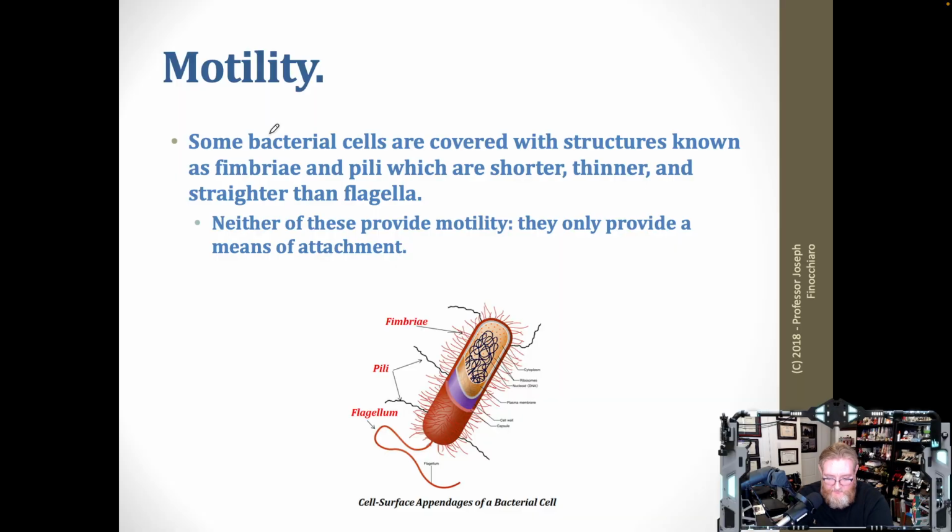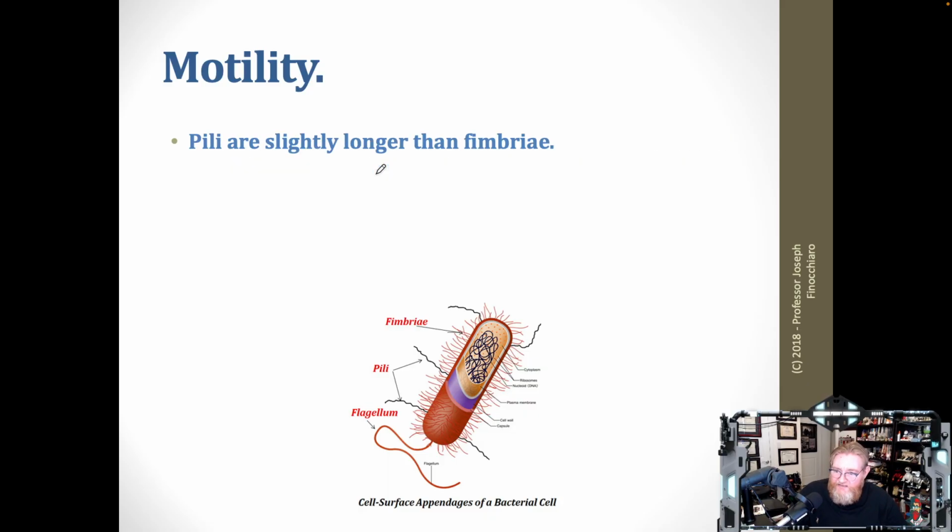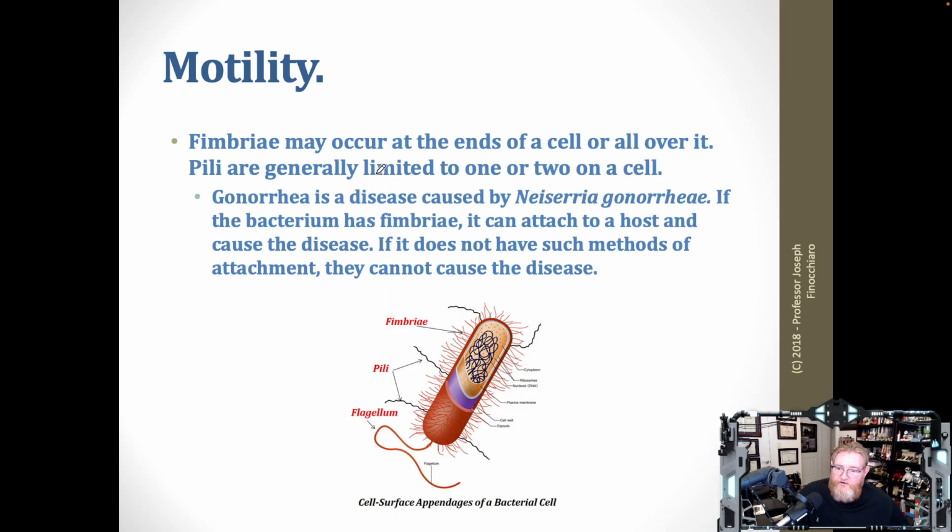That's important. Fimbriae and pili are not motile attachments. They only provide a means by which it can stick to something else. It can grab and hold. Pili are slightly longer than fimbriae. Fimbriae may occur at the ends of a cell or all over it.